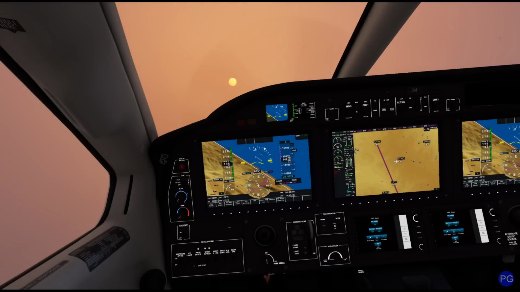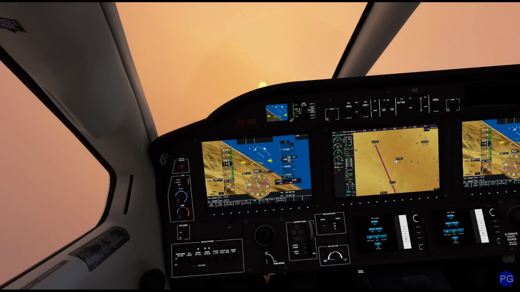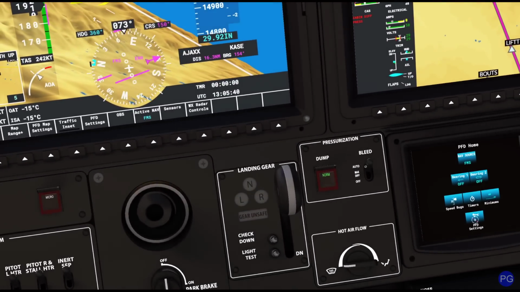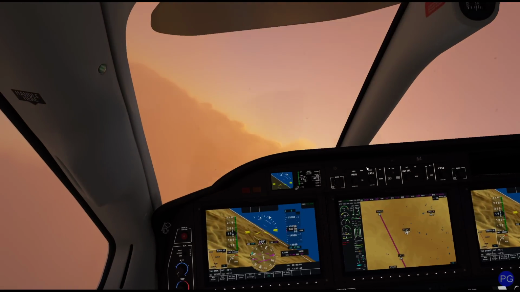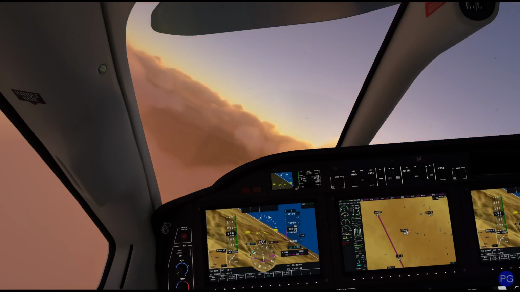I'm going to go double check my bleed as well. Bleeding system. Again, when you come out of pause like that, it can give you a little bit of trouble. All right, now we're in good shape. Let's go ahead and continue my little descent.